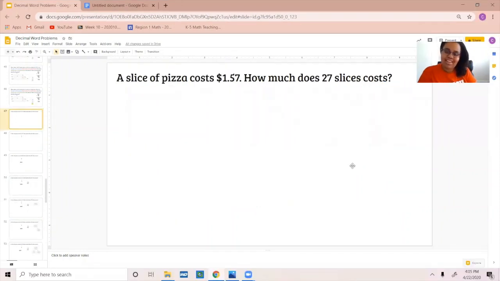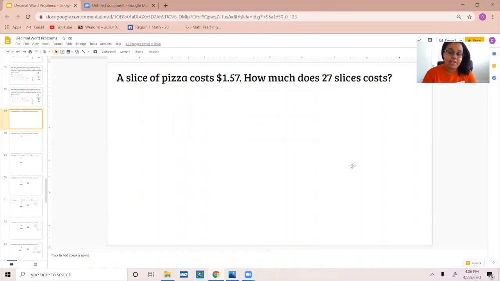Problem 3. It reads, a slice of pizza costs $1.57. How much does 27 slices cost? Do you know what operation we're going to need to use to solve this problem? If you said multiplication, you're right. I'm going to need to take $1.57 and multiply that times 27. But before I do, I'm going to estimate first.